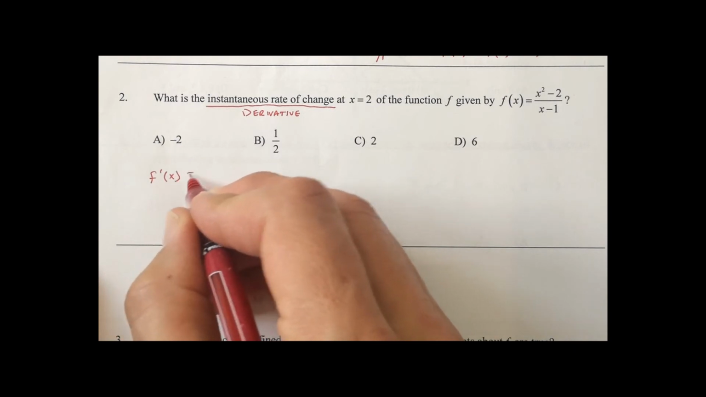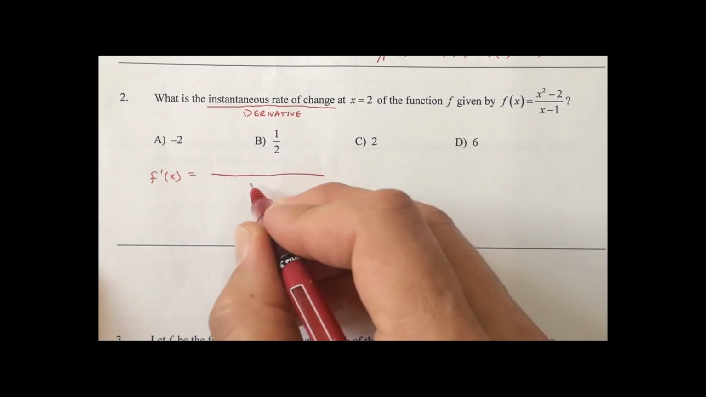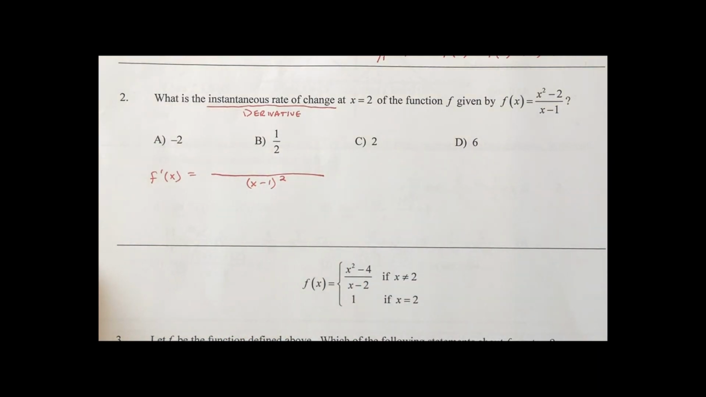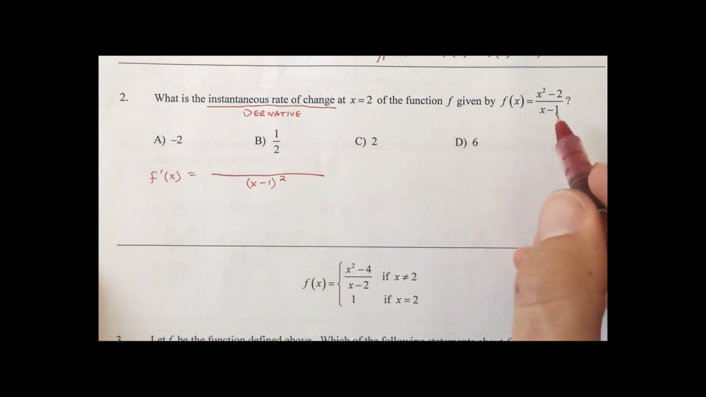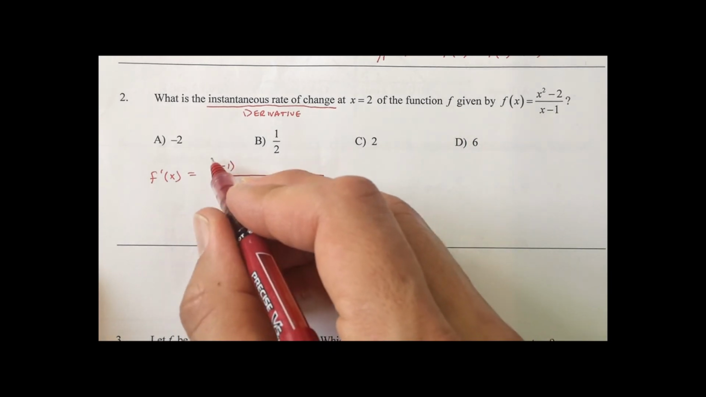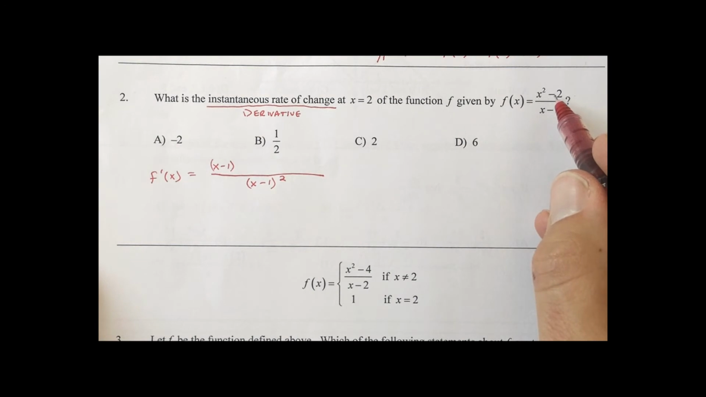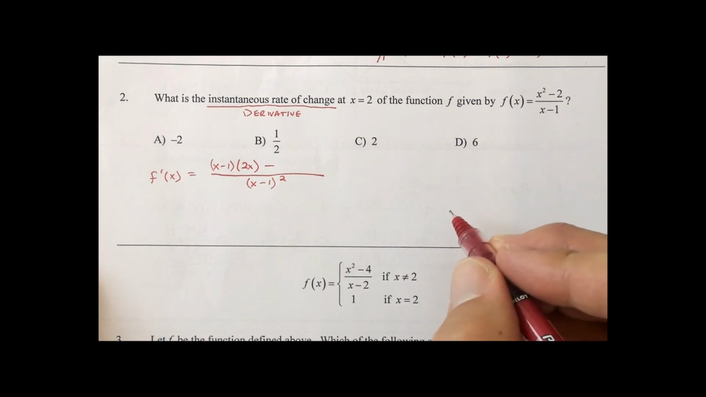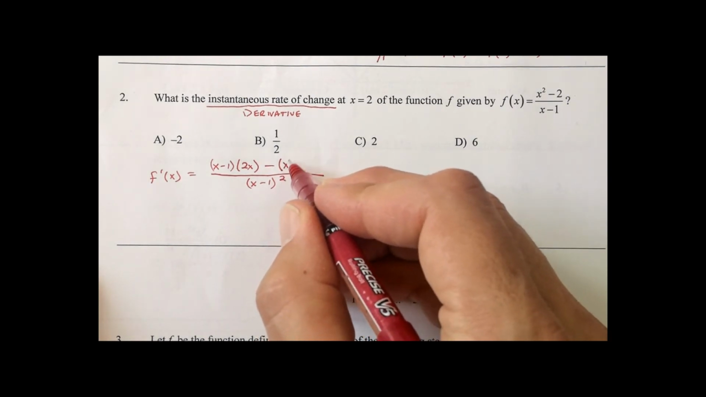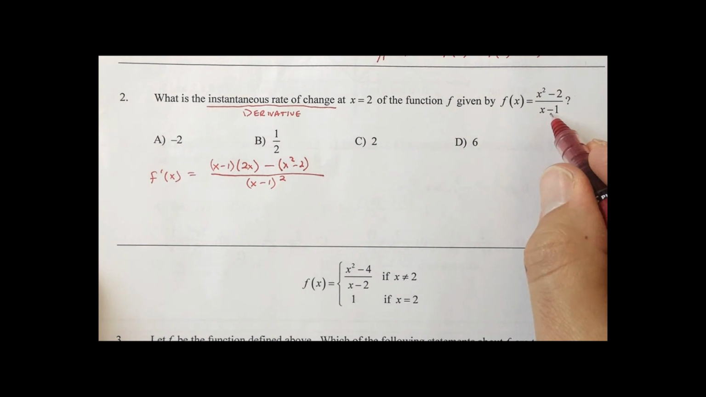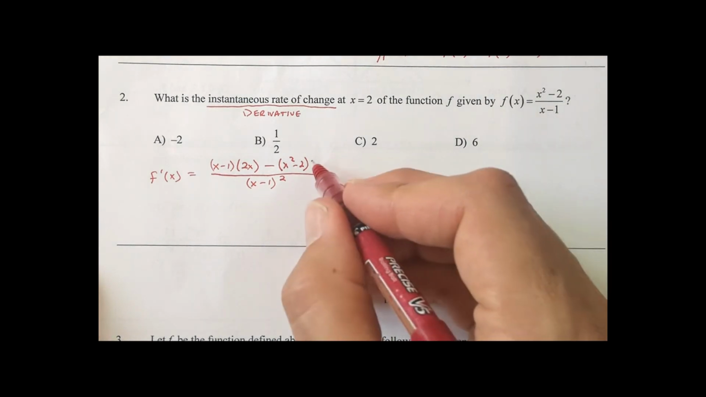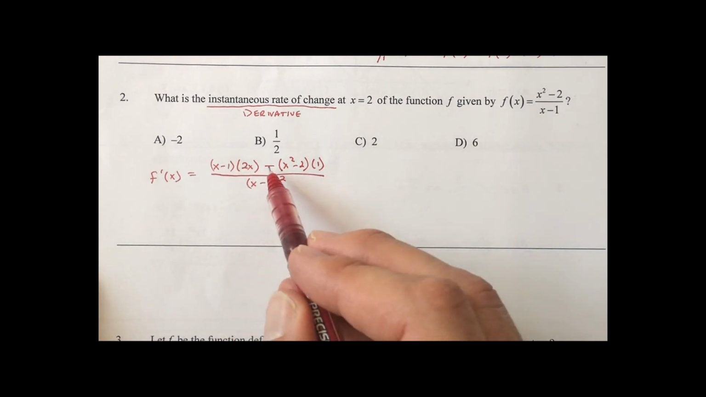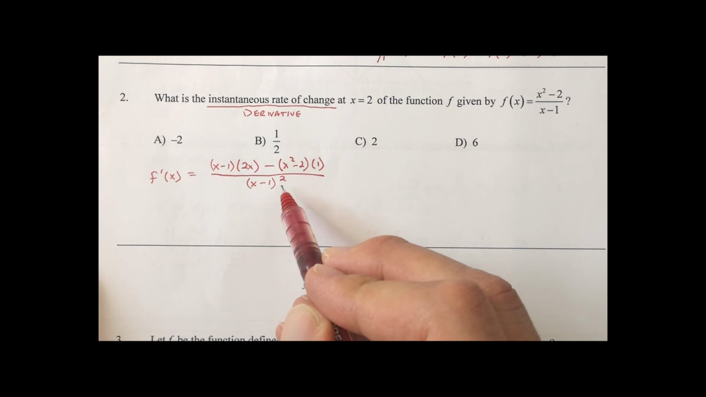So f prime of x equals, we have a fraction. We know our denominator is going to get squared, so we can fill that in right away. In the numerator, it's bottom d top. So x minus 1, and then take the derivative of the top, and the derivative of x squared minus 2 is 2x. Minus, now top d bottom. So we keep x squared minus 2, and take the derivative of the denominator, and the derivative of x minus 1 is 1. You don't need to write it, I'll put it in there. But now we have bottom d top minus top d bottom all over bottom squared.